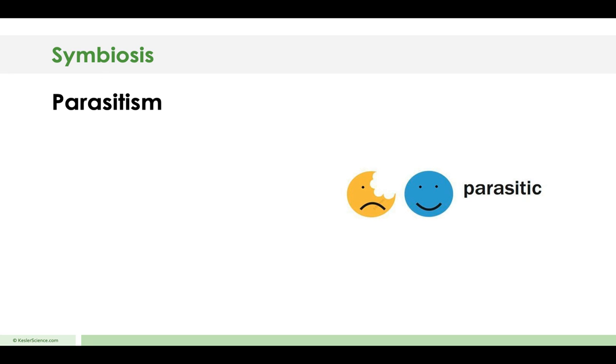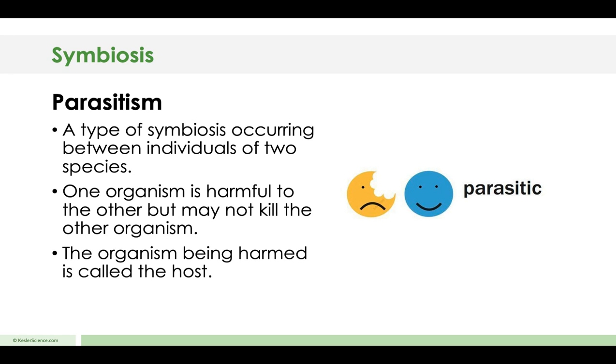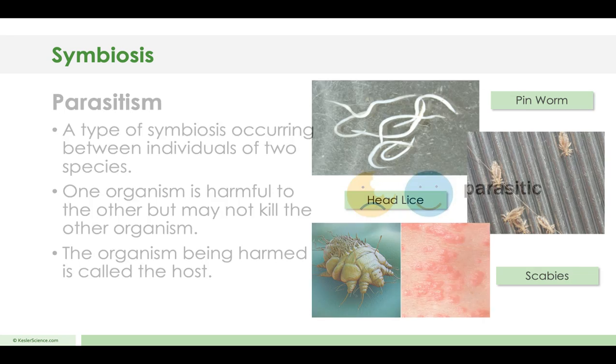A parasitic relationship is where one organism is hurt and another one benefits. These are words that we learned last section: host and parasite. Remember, the host is the one that is being harmed. The parasite is the one that is benefiting.